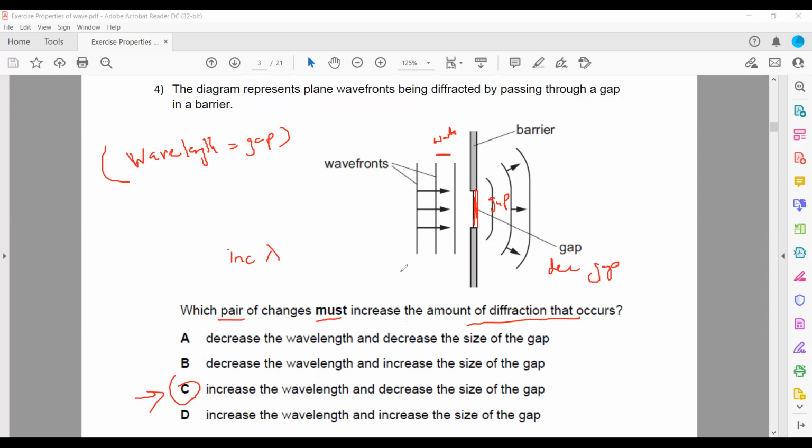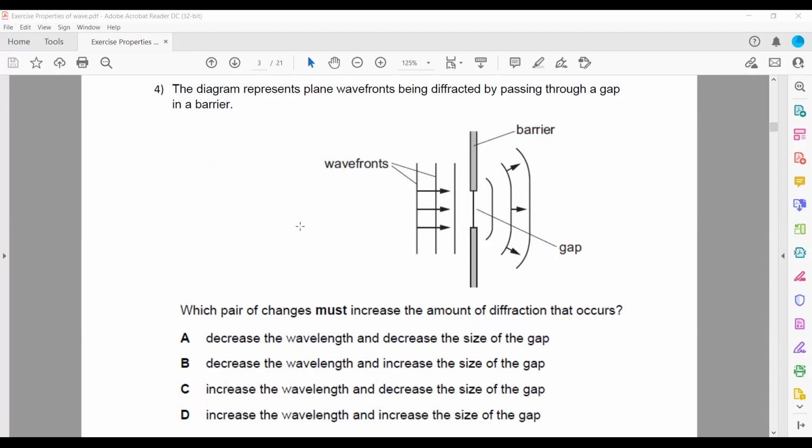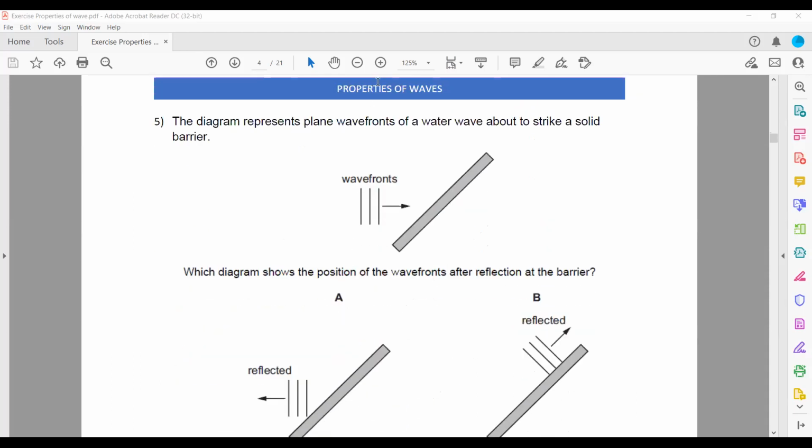Is the discussion clear? In the example here, for a maximum diffraction the wavelength should be equal to gap size, but here the wavelength is smaller and the gap is larger, so we should increase the wavelength and decrease the gap to make it diffract more.